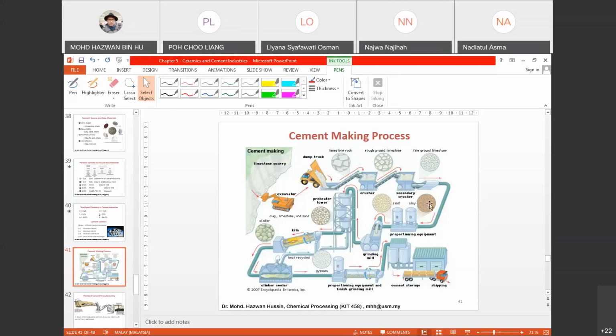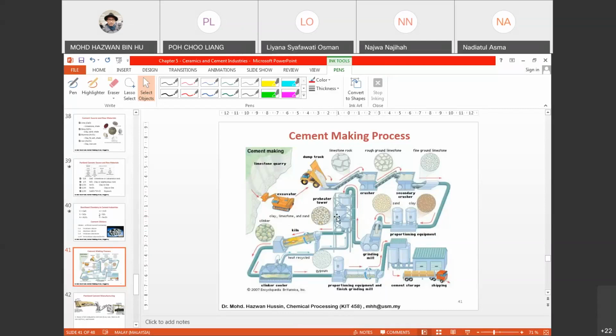And after that, clay will be added into the mixture. So what happens is that it goes into the proportioning equipment. It will introduce a specific amount of clay and a specific amount of sand, and after that it goes to the grinding mill. The grinding mill will grind the mixtures or the aggregates again before it will be activated.